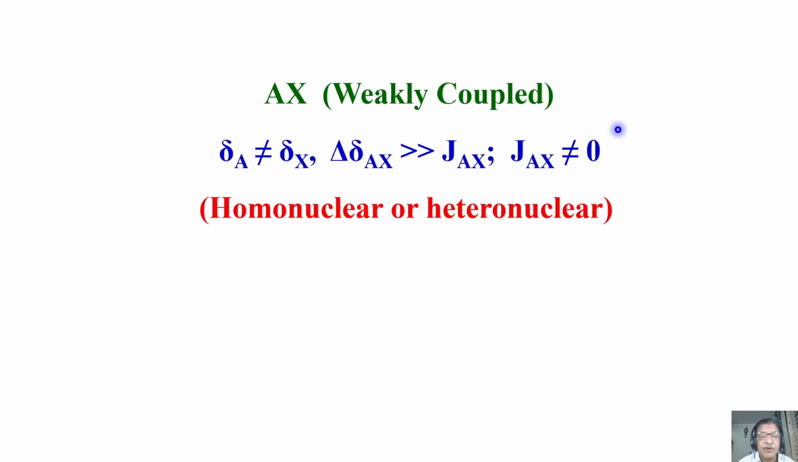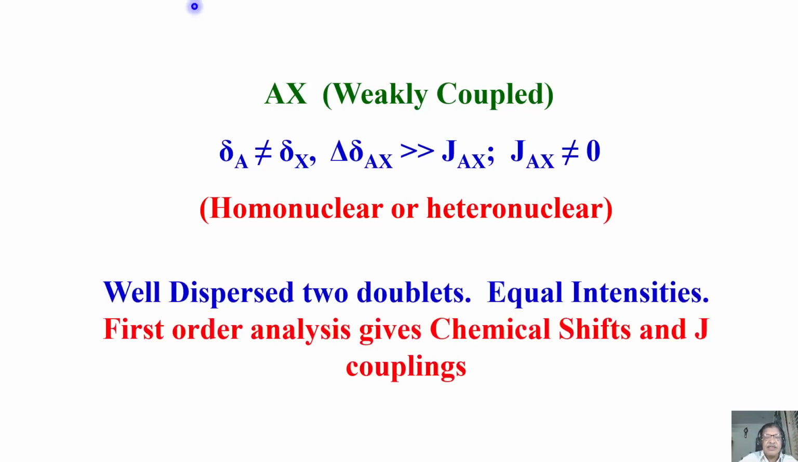And this AX can be both homonuclear spins and heteronuclear spins. Two spins could be homonuclear, or two spins can be heteronuclear. So in the AX case, we also discussed earlier, when two spins are weakly coupled, well dispersed doublets will be there. One doublet for A, one doublet for X. Very easily you will see 2 peaks for each of them, and of equal intensity. Remember, there is no intensity anomaly here. All of them are of equal intensity. We put it as a ratio 1:1:1:1. Okay, 2 weakly coupled spins will give rise to 4 peaks of equal intensity.